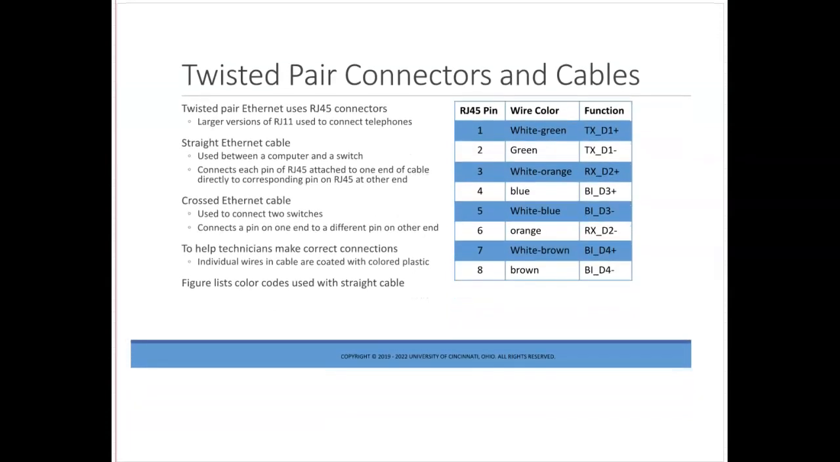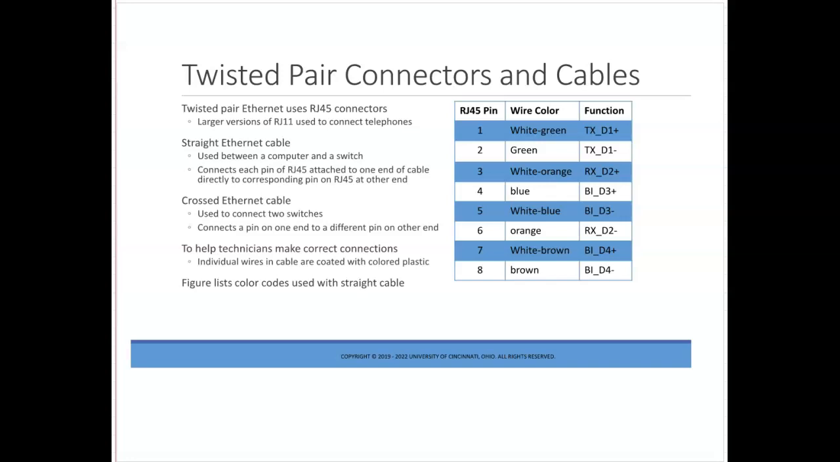Twisted pair Ethernet uses RJ45 connectors, which are very large. They're larger versions of the RJ11 connectors used to connect telephones. What is a straight and crossed Ethernet cable? A straight cable is used between a computer and a switch or a router. Each pin of the RJ45 connector attached on one end of the cable directly corresponds to the same pin on the RJ45 connector at the other end of the cable. Pin 1 is attached to pin 1, and so forth.